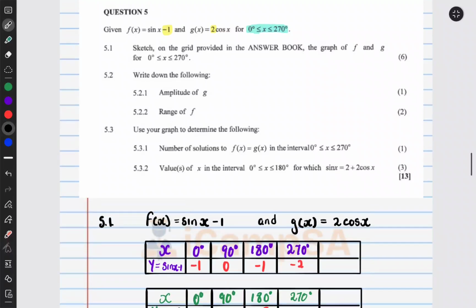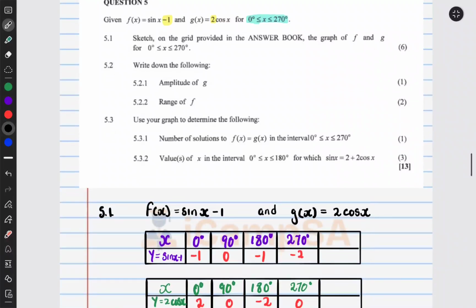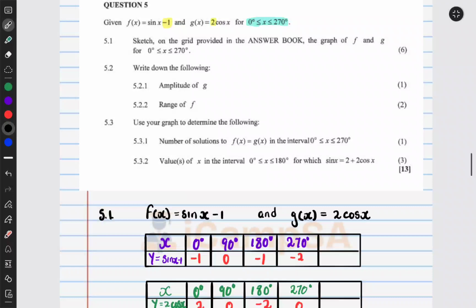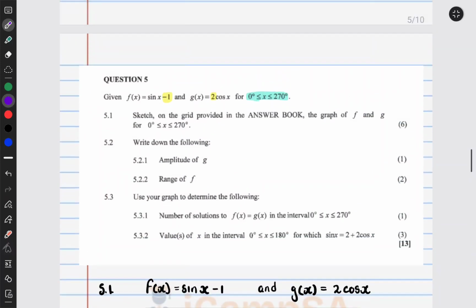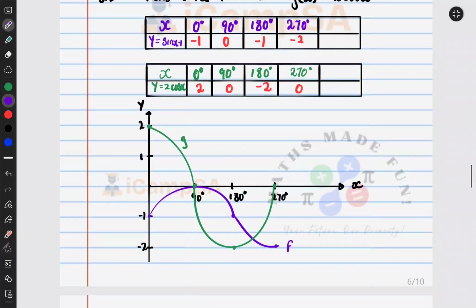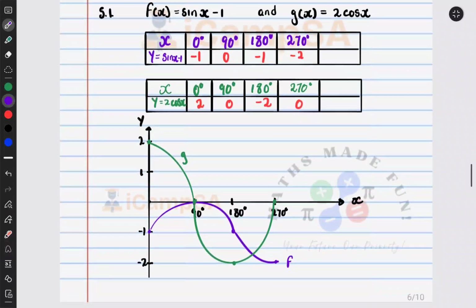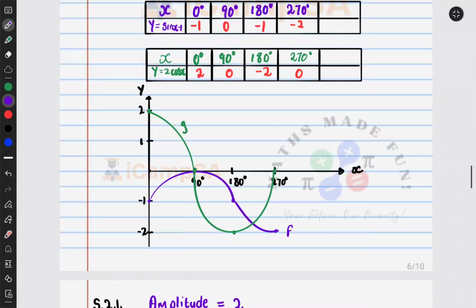For 5.2, write down the amplitude of g. The amplitude of g is given by the coefficient of cos x, which is 2, and the amplitude is always positive. Please don't make the mistake of writing a negative amplitude. So for 5.2.1, the amplitude is equal to 2. Then the range of f, the sine function. Let's see what the minimum point for this function is.